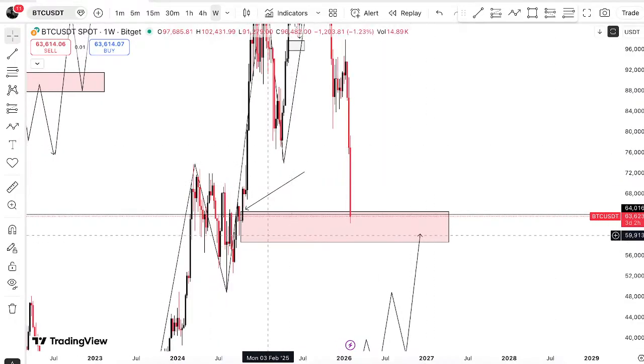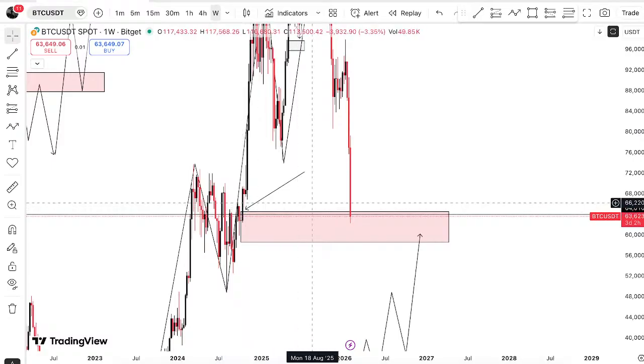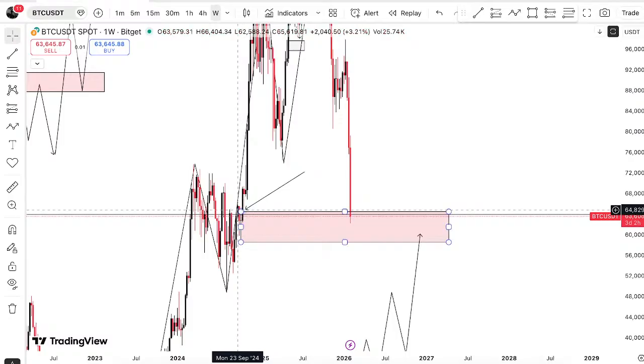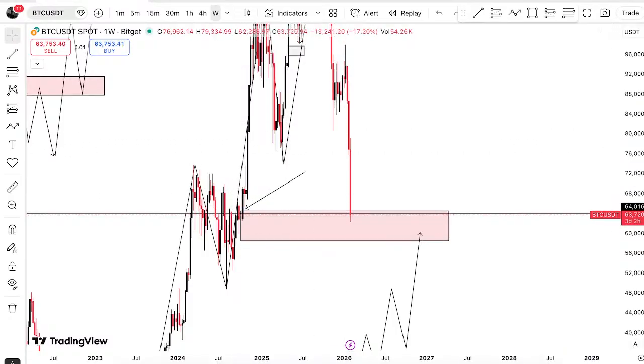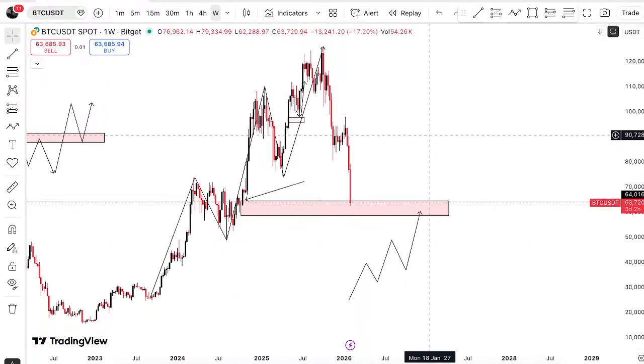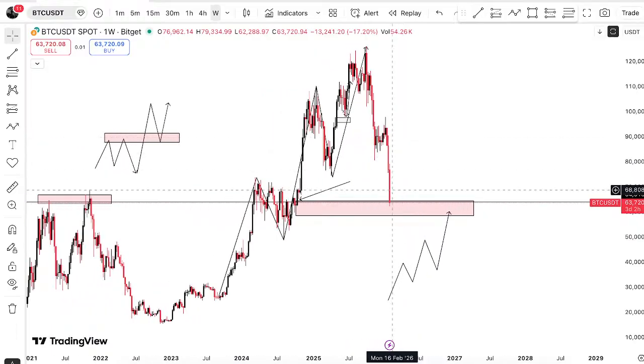Alright, to get a valid order block, you need this gap. Some people call it fair value gap, others call it imbalance, inefficiency. This gap is very, very important. All right, so price is back to this area.